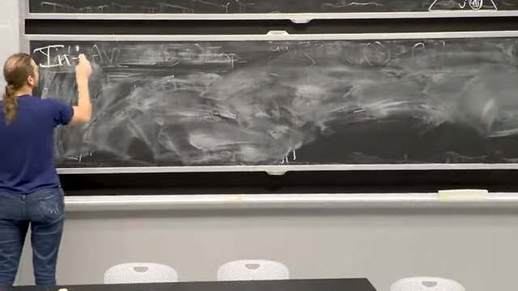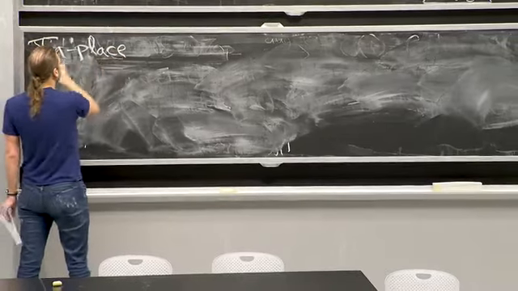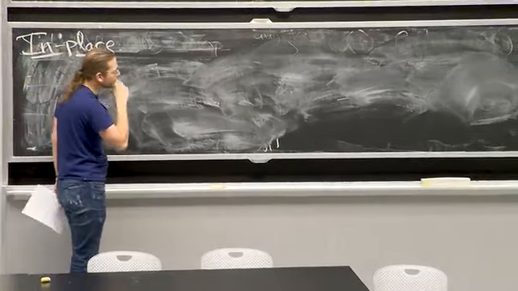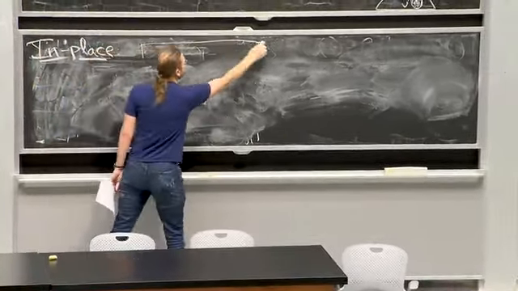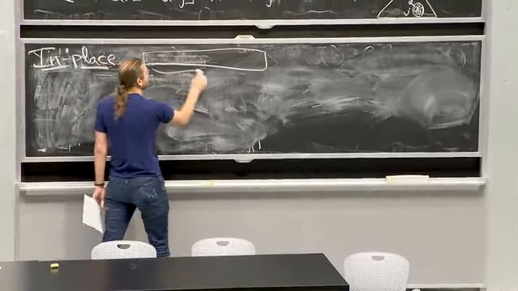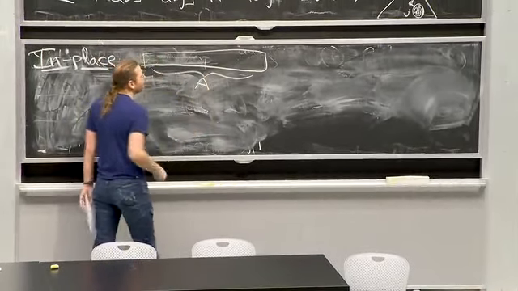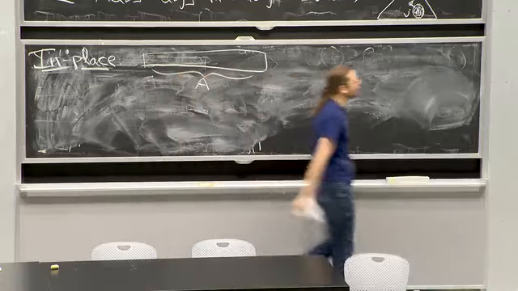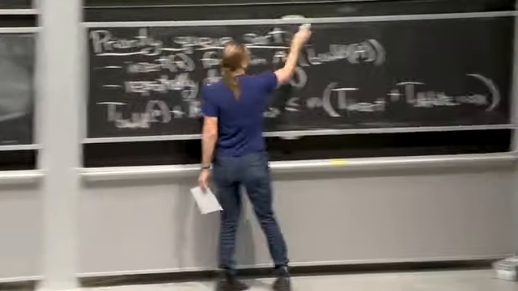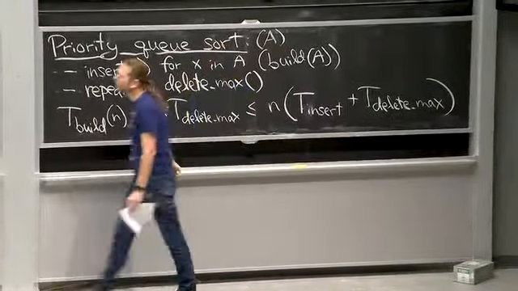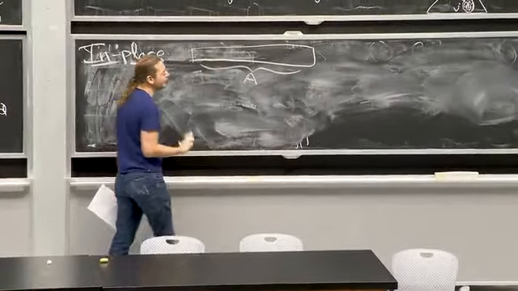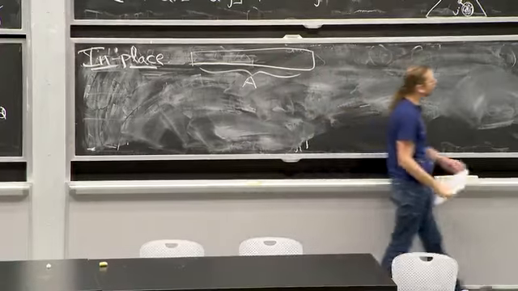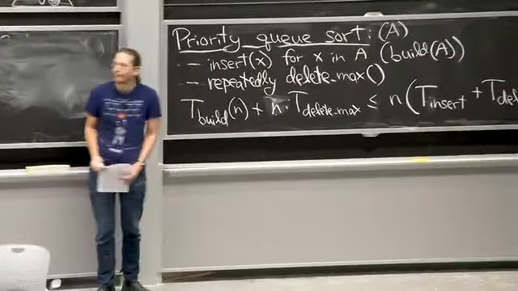So this is in place. So what we're going to do is say, OK, here's my array that I want to sort. That's given to me. That's the input to priority queue sort. And what I'd like is to build a priority queue out of it. Initially, it's empty, and then I want to insert the items one at a time, let's say.